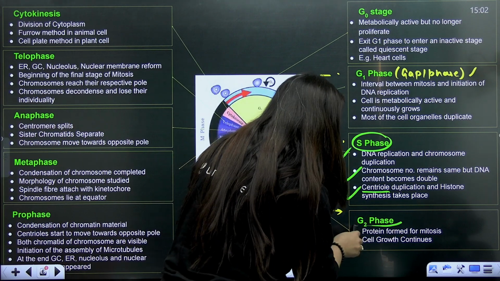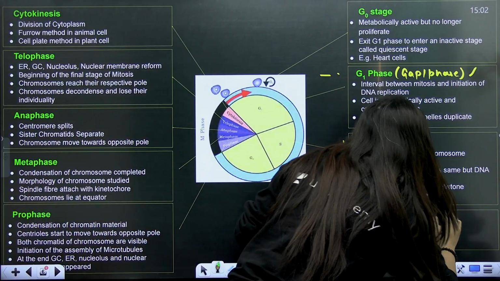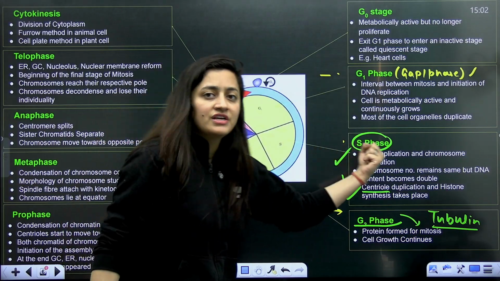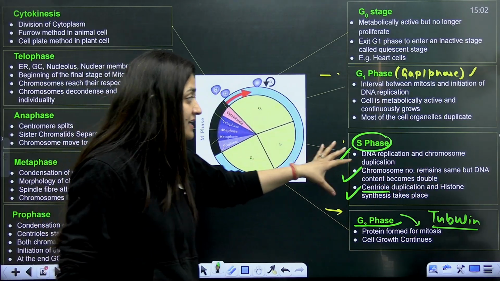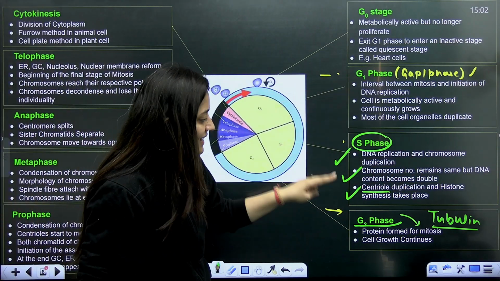Then after that, the G2 phase is there. Again, the cell growth will continue, protein formation will be there. If I have to specify, the tubulin synthesis will occur here only. And in the S phase, histone and non-histone proteins, mainly the histone proteins, get synthesized. So this is for the G1, S and G2 phase.